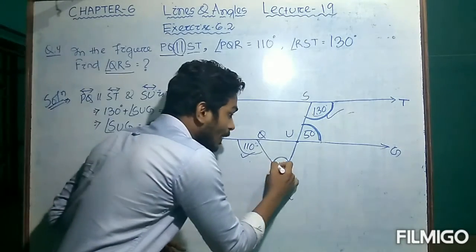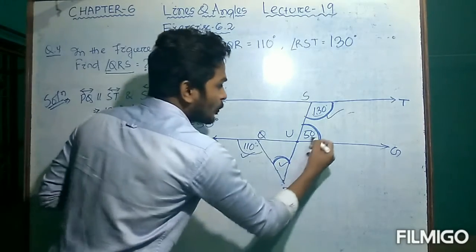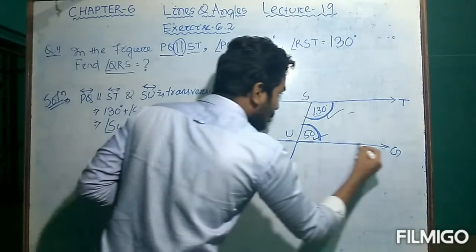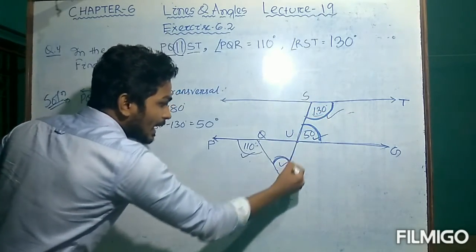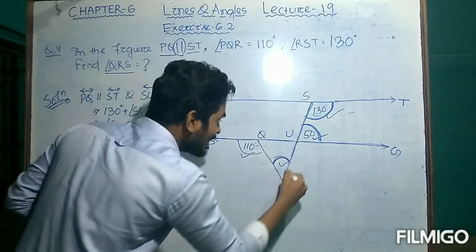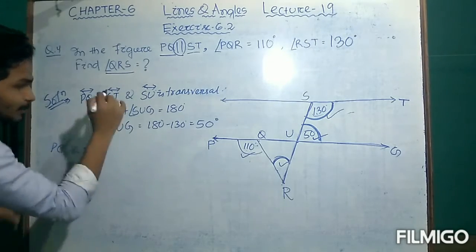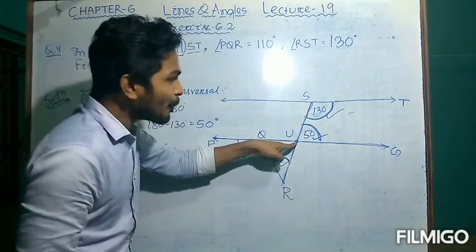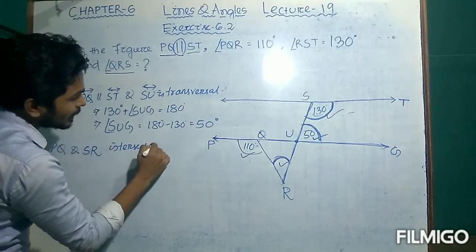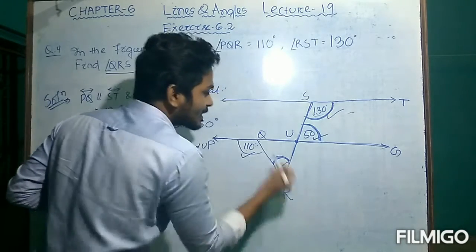Okay, our target is to find this value. We will now reach this value. How? See, we found this value as 50 degrees. Now consider the straight lines PQ and SR. These are two straight lines, yes or no? PQ is a straight line and SR is another straight line. Okay, so PQ and SR intersect each other at a point U, right? So they intersect each other at U, this line and this line.